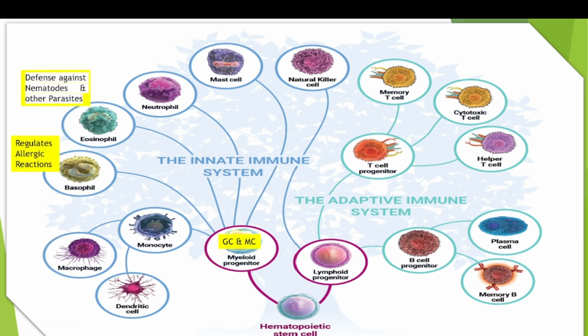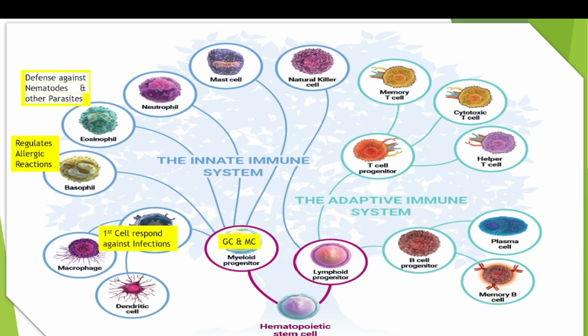And the second one is eosinophils or acidophils. These eosinophils or acidophils also develop from the myeloid progenitor cell. They are involved in defense against nematodes. Whatever nematode infections there are, we can protect against them by eosinophils, and against other parasites also. So defense against nematodes and other parasites is performed by eosinophils.